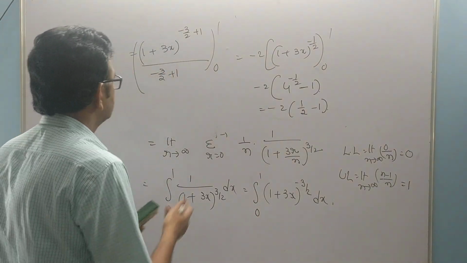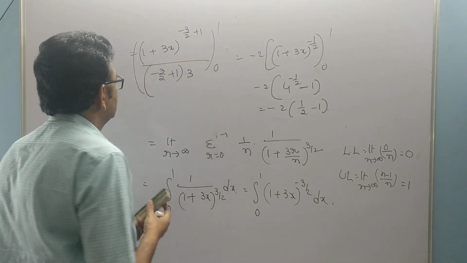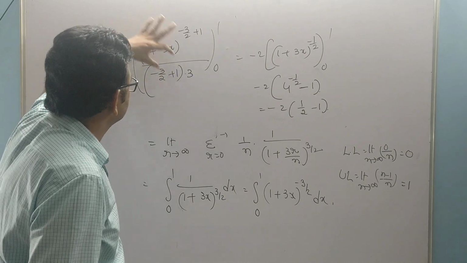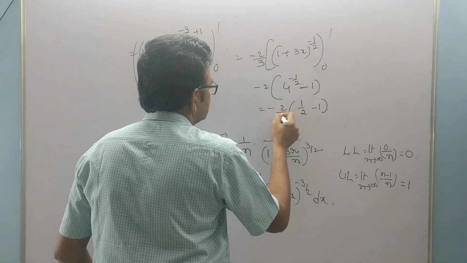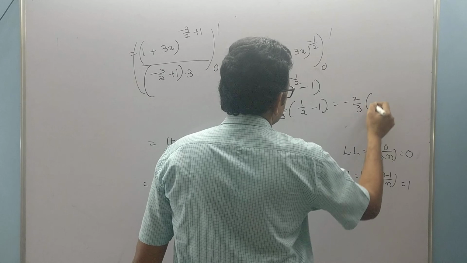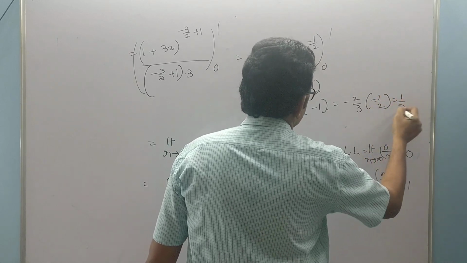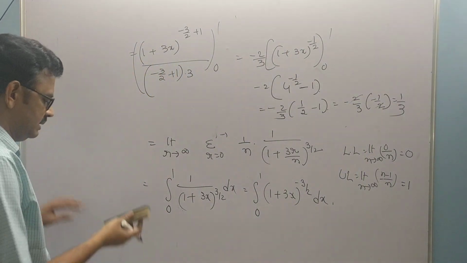Again, there is a small mistake. It is (1 plus 3x) to the power n plus 1 by n plus 1, into the derivative of 1 plus 3x, which is 3. So this becomes 3, so this is 2 by 3. That is equal to minus 2 by 3 into minus 1 by 2, which is 1 by 3. The 2 gets cancelled. So 1 by 3 is the answer.